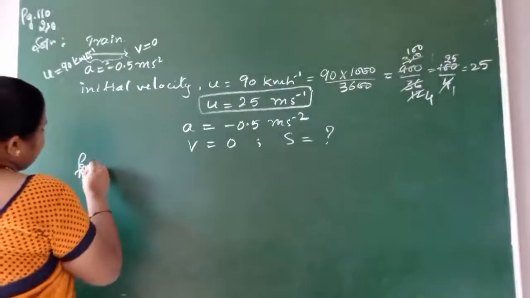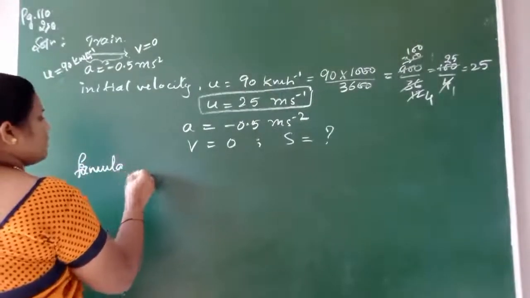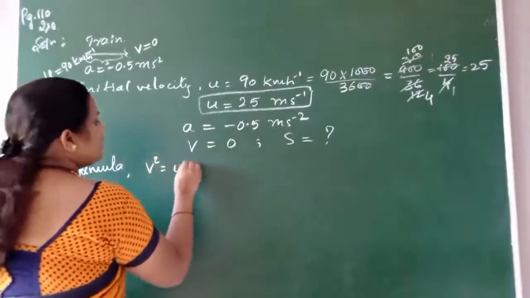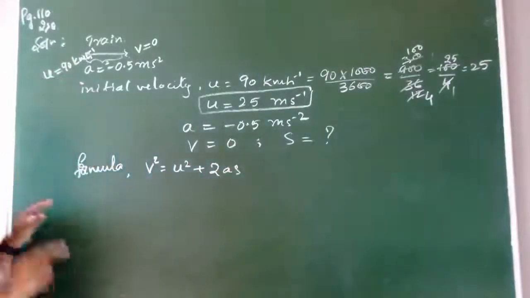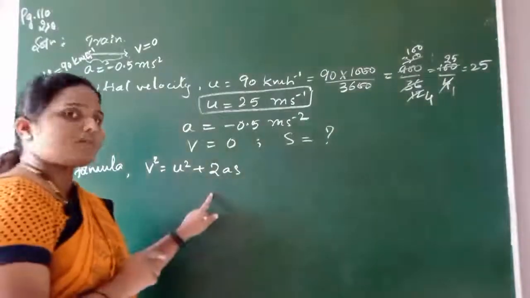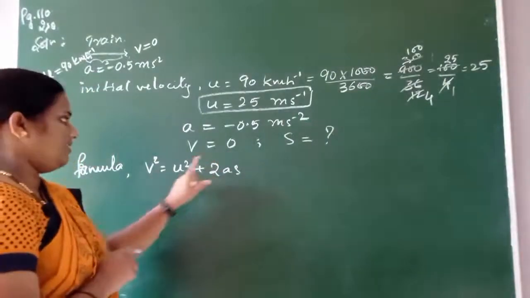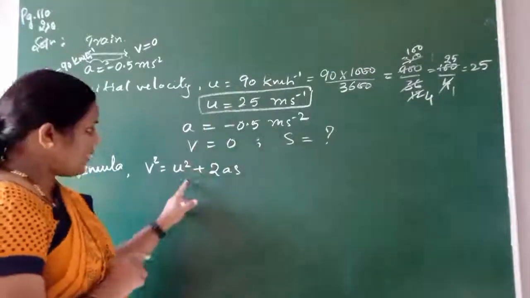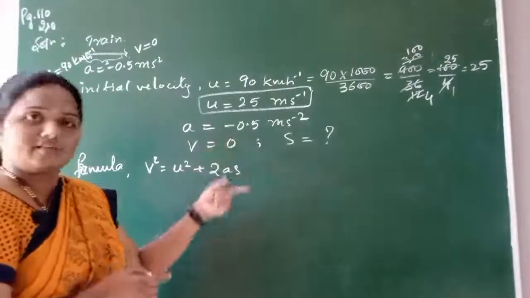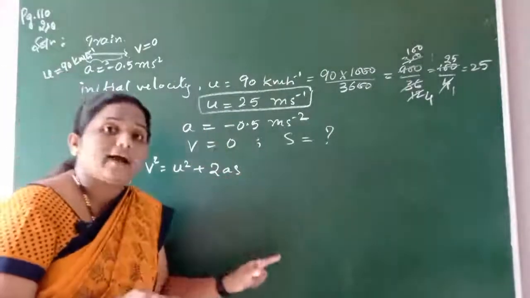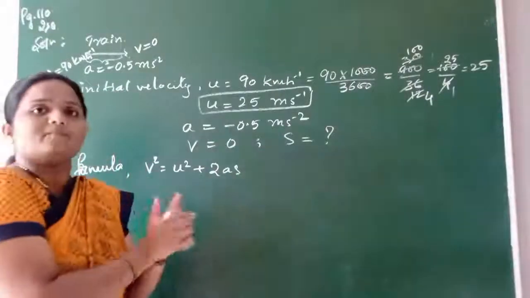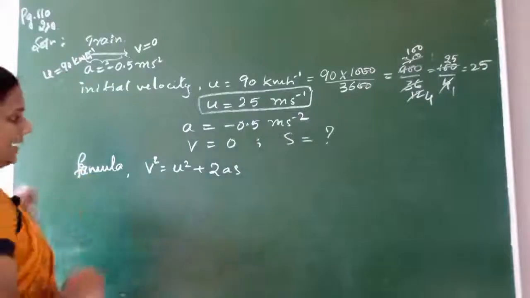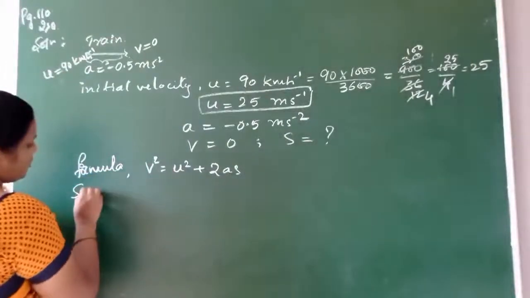From the formula, V square is equals to u square plus 2as. Why are we using this formula here? Because we know the V value, we know the u value, and the acceleration value also we know, and what we need to calculate? Only s, isn't it children? So when we use this formula, it is very easy to solve that. Okay, now substitute all the values.